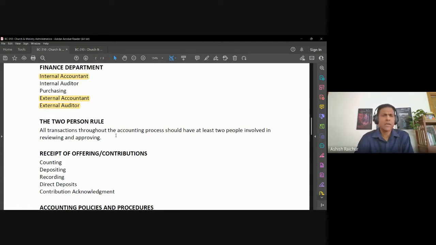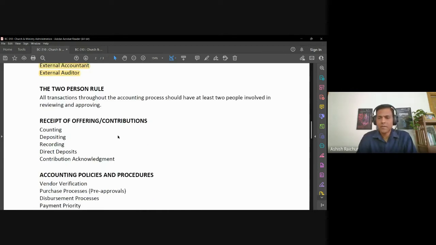And now everything is done online, so there are hardly any checks to be signed, or almost none. All the transactions are happening online. So we route it through emails. Everything is documented. Everything is stored. So we have a record of what has happened. A few other things, and we'll take questions.